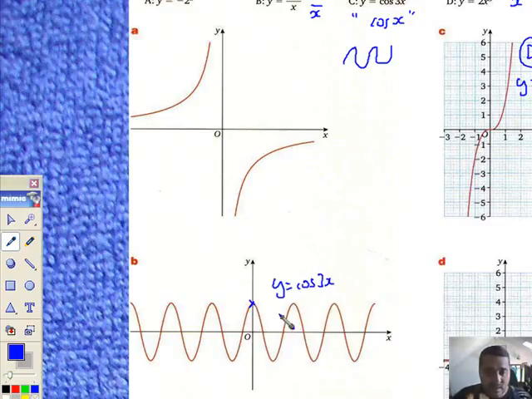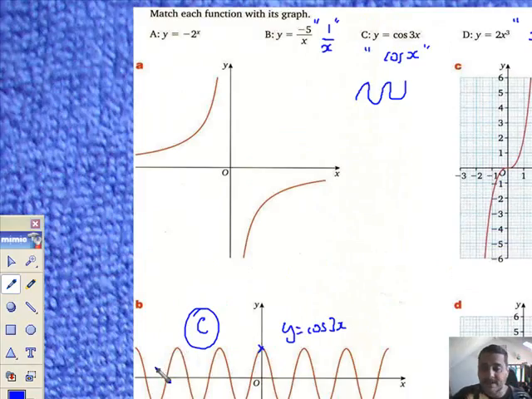It doesn't matter if you don't understand what 3x or 2x or 6x is. It's that particular characteristic graph, this wavy type thing that repeats itself. So that's the graph of y equals cos 3x, and so question B goes with graph C. Now we've got 2 left, and they're both strange. I want to tackle this one because it's easier.